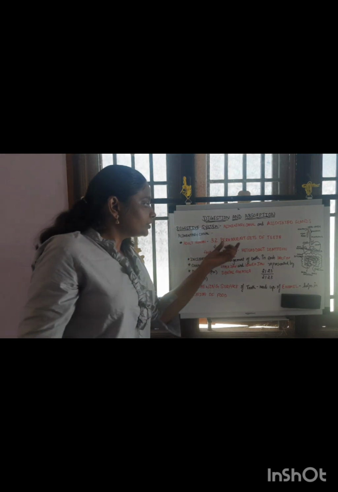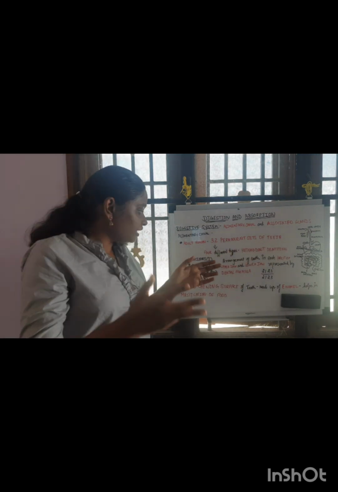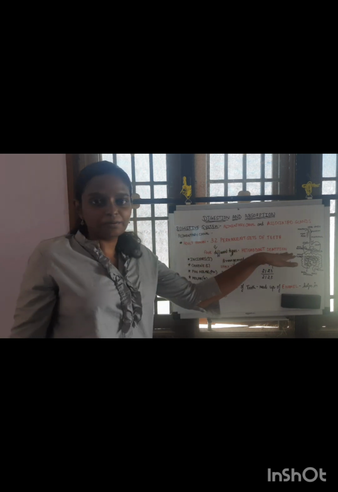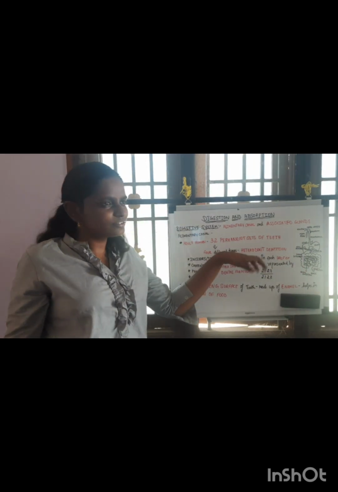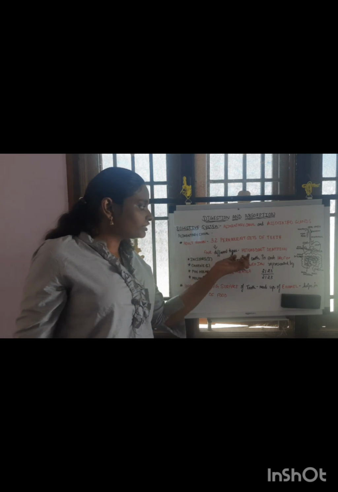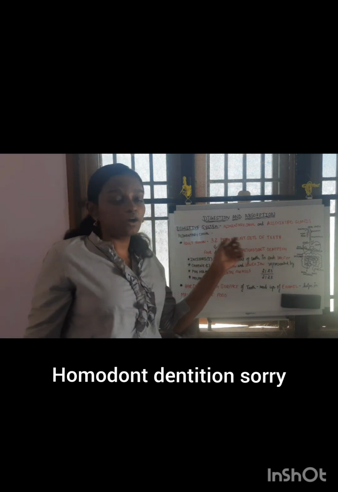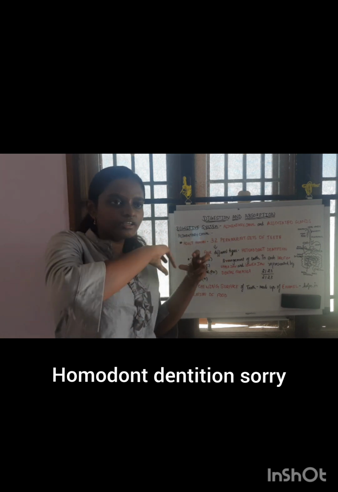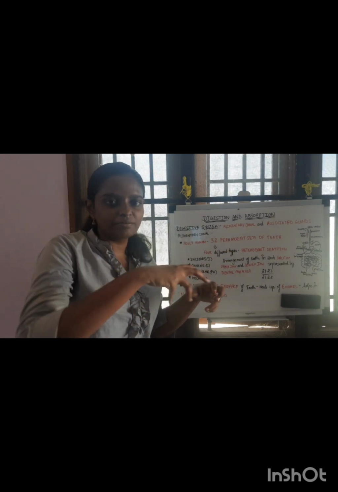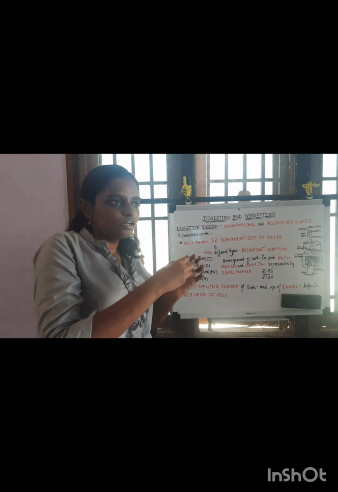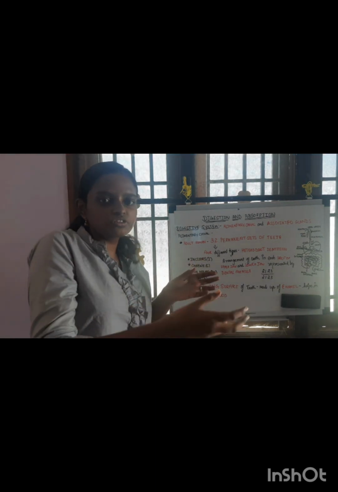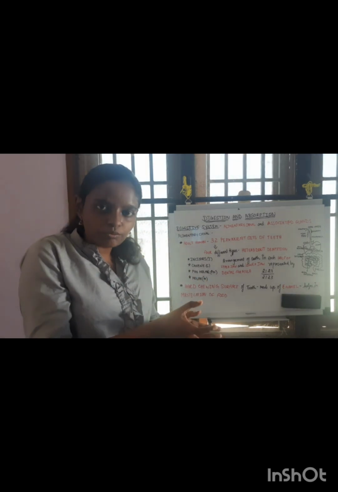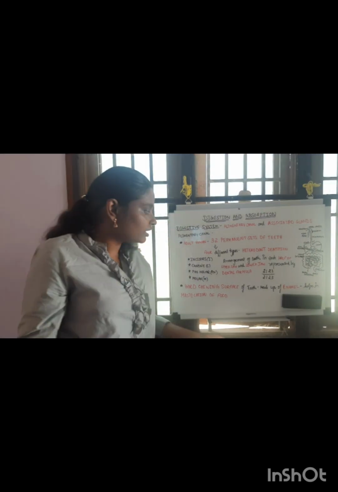And the 32 permanent teeth have been divided into four different types. So this type of dentition is known as heterodont dentition. Hetero means different, right? So there are four different types, therefore it is heterodont dentition, not monodont dentition. Monodont means every tooth is the same type, but it is not like that. Each tooth is different. Some sets of tooth are equal, some sets of tooth are different, right?